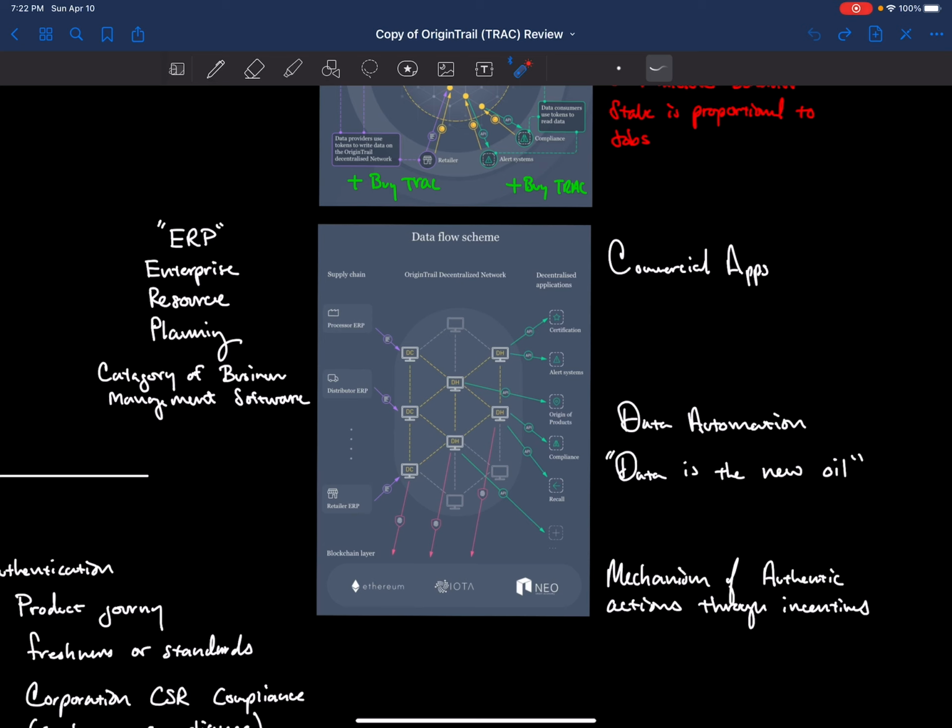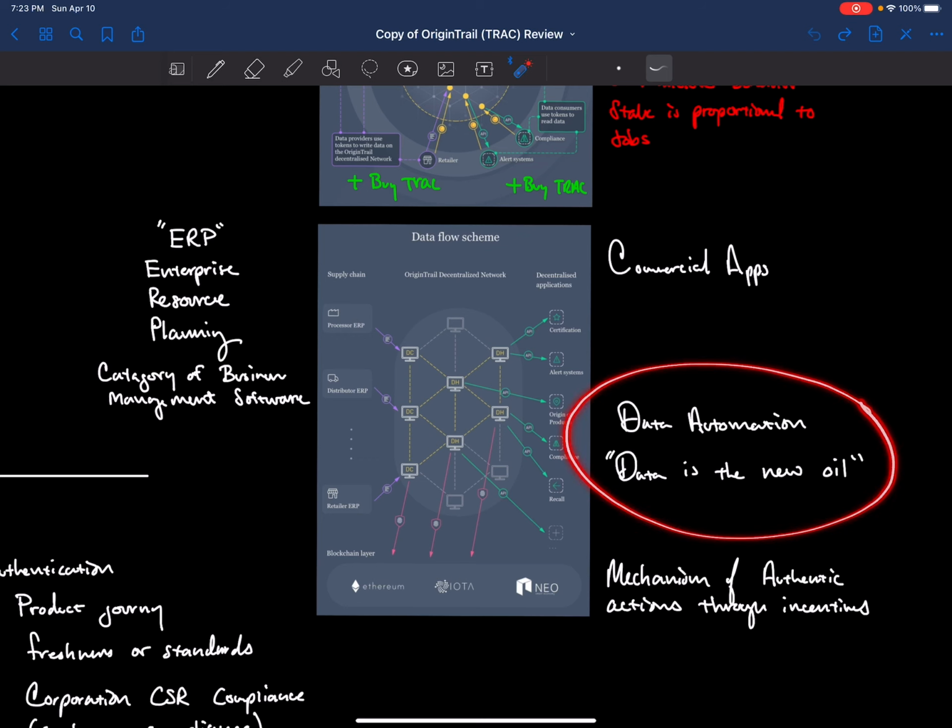The blockchain itself, it doesn't matter which blockchain OriginTrail is built on, but it uses the mechanism of authentications through different incentive mechanisms of the TRAC token. So basically, the blockchain is the mechanism of authentication of the data. That's the process of the blockchain. That's the use case of the blockchain.